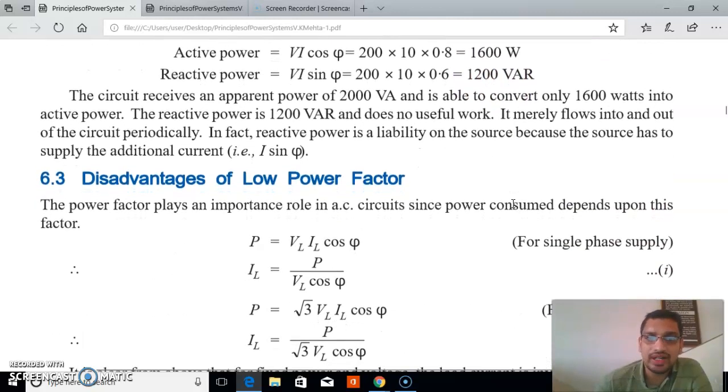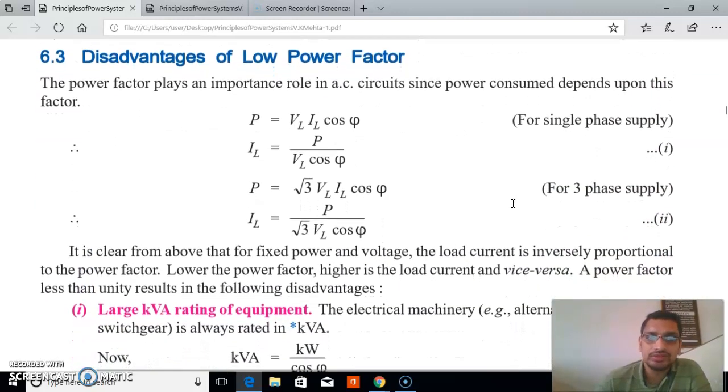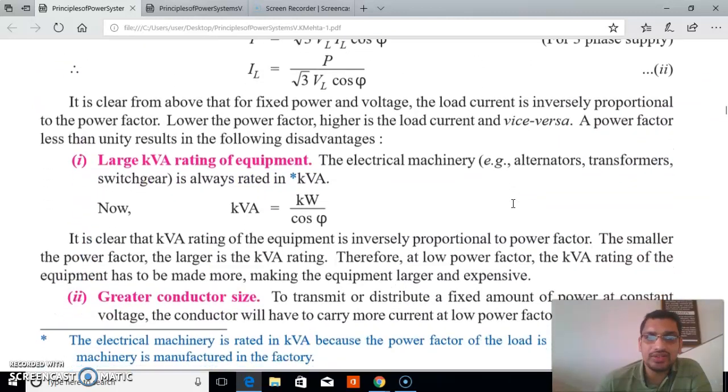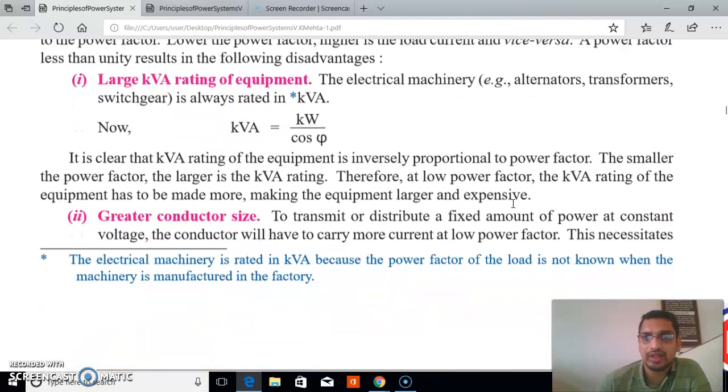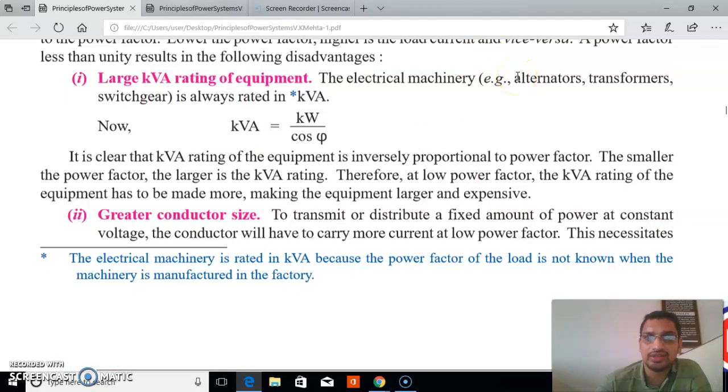Then we move to the disadvantages of low power factor. The first disadvantage is the large kVA rating of the equipment. Electrical machinery like alternators and transformers is always rated in kVA. So if the reactive component is more, meaning low power factor, we should install larger kVA rating equipment, because kVA equals kilowatt by cos phi. So kVA and cos phi are inversely proportional; lower cos phi means the kVA capacity becomes maximum.